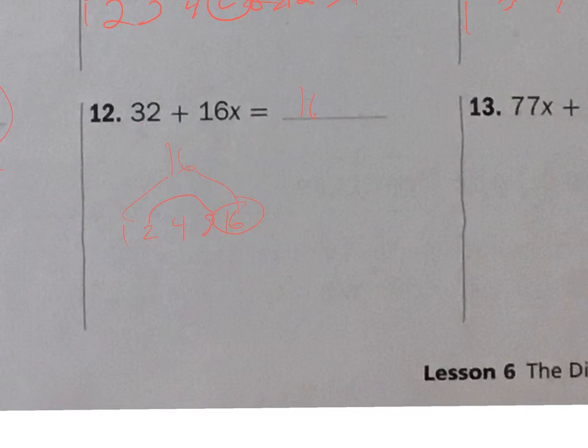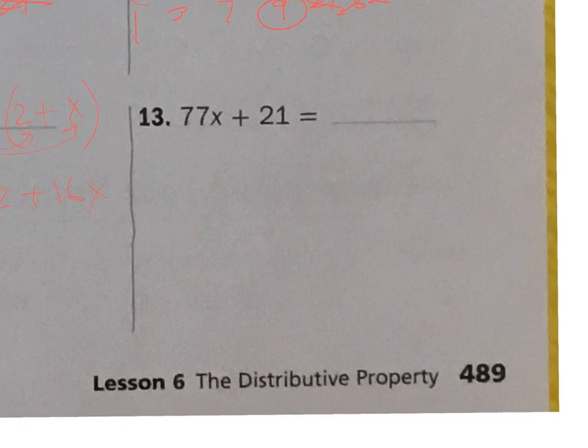Oopsie, I erased too much. So we had 16. 16 goes into 32 2 times, plus 16 goes into 16 1. So I just have the 1x, or just x. Because if I distribute this, it goes 16 times 2, 32, plus 16 times x is 16x, which is the same as that. Okay, let's do another one.